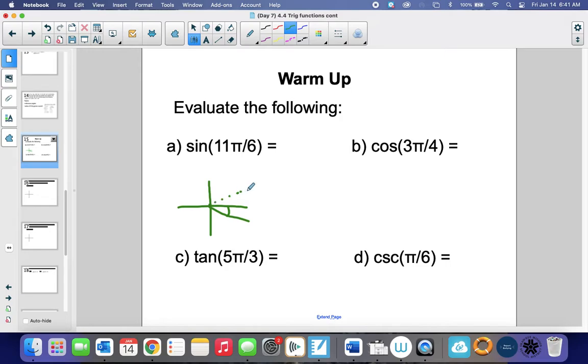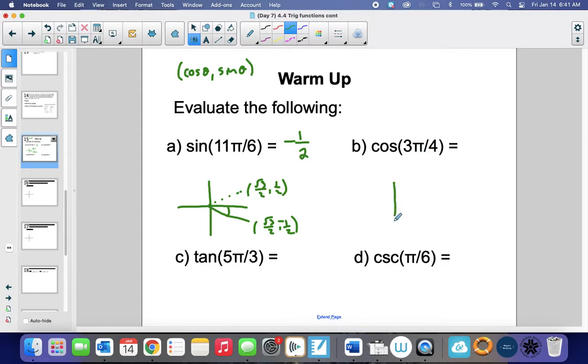I know at normal pi over 6, that would be root 3 over 2, 1/2. So in this quadrant, it's also root 3 over 2, 1/2, except our y value is negative, so this value is going to be negative. We learned last class that in an ordered pair, cosine comes first, so cosine is the x value, sine is the y value, so that means sine is negative 1/2.